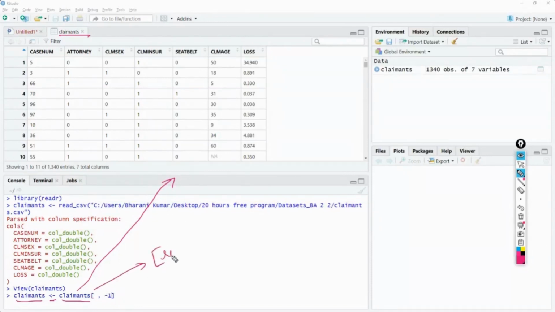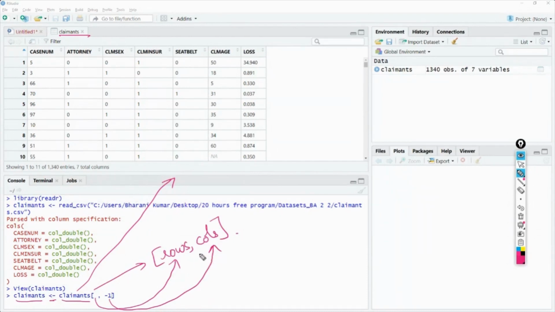Whenever you see square brackets, it is always rows, comma, columns. And you're saying you want all the rows. Blank space means you want all the rows, and you want to delete the first column. You want all the rows and you want to delete the first column.